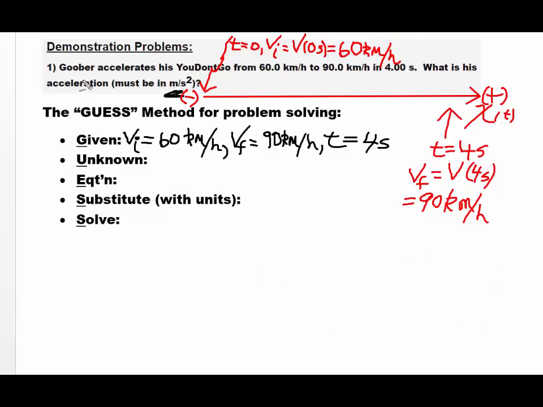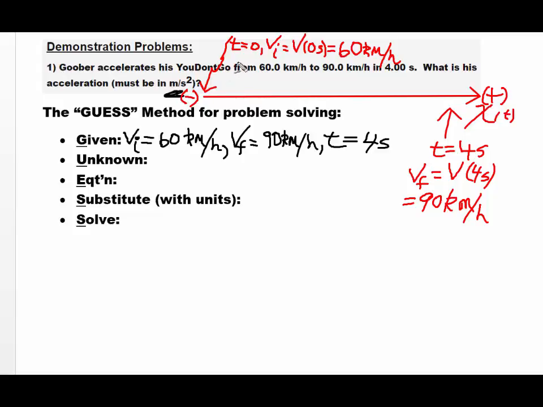Demonstration problem 1. Goober accelerates his Honda from 60 kilometers per hour to 90 kilometers per hour in 4 seconds. What is his acceleration? Must be in standard units, or meters per second each second. Note that this is one-dimensional motion, or motion along the x-axis. This is the negative x-axis direction, and this is the positive x-axis direction.